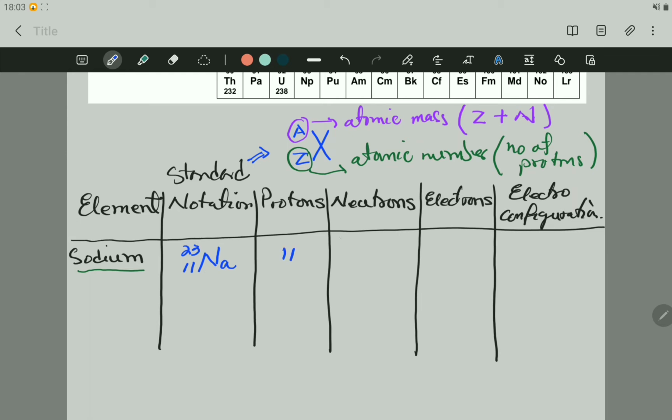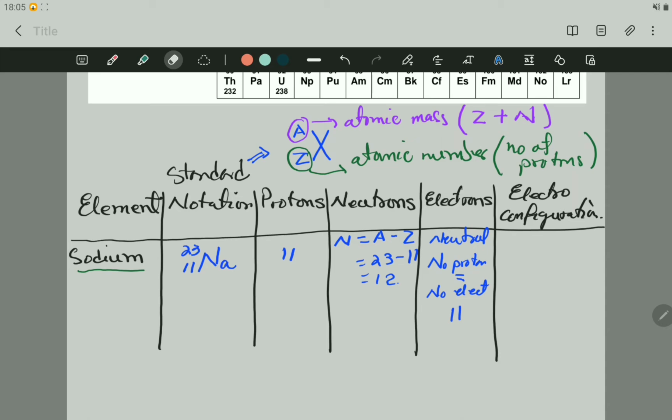How many neutrons? Now, how do you calculate the neutrons? Neutrons are going to be equal to A minus Z, all right? And in this case, it will be 23 minus 11, which is equal to 12. So sodium has 12 neutrons. How many electrons does sodium have? Okay, this is a neutral sodium. Remember, when the atom is neutral, I'm going to write here, neutral, so the number of protons must be equal to the number of electrons, and therefore it is 11 electrons.